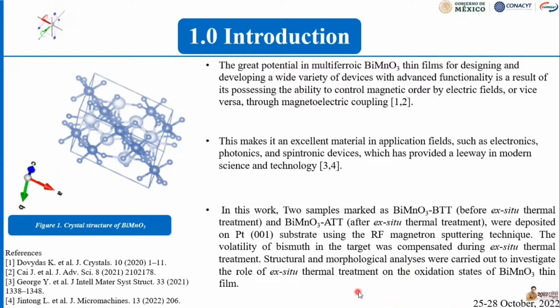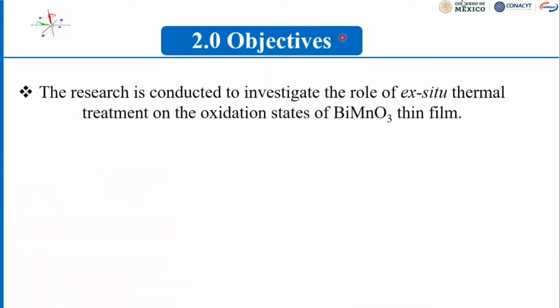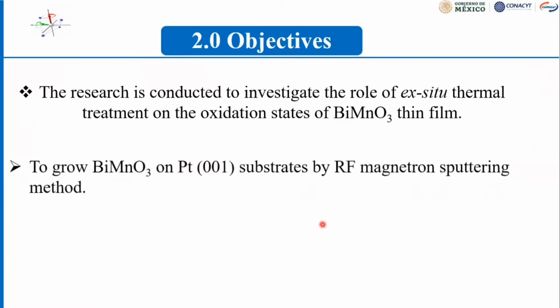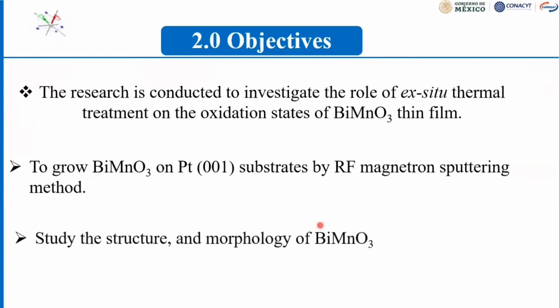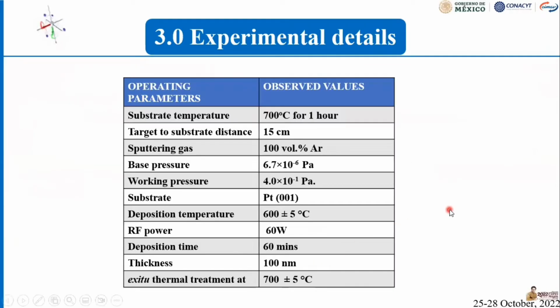The structural and morphological analyses were carried out to investigate the role of ex-situ thermal treatment on the oxidation state of bismuth manganese oxide thin film. The main objective was to investigate the role of ex-situ thermal treatment on the oxidation state of bismuth manganese oxide, to grow bismuth manganese oxide on platinum substrates by radio frequency magnetron sputtering, and finally, to study the structure and morphology of bismuth manganese oxide thin film.